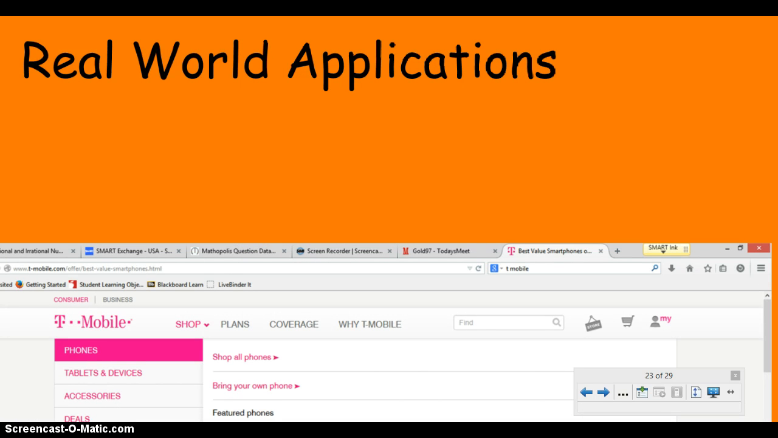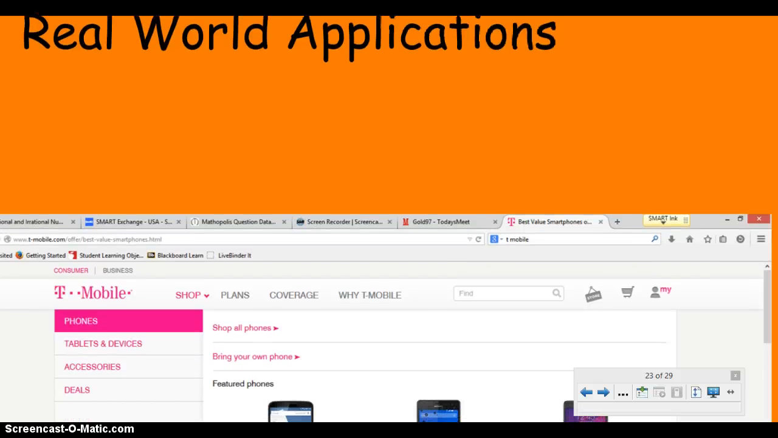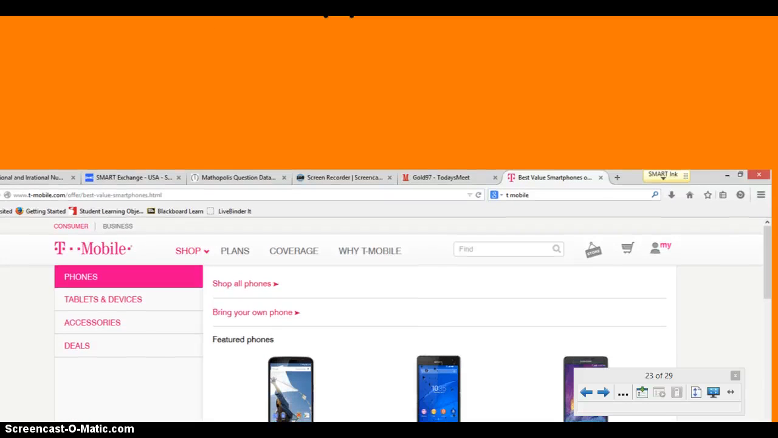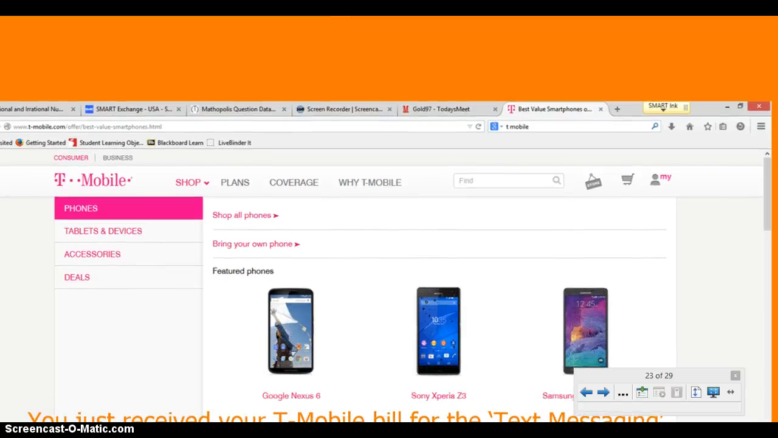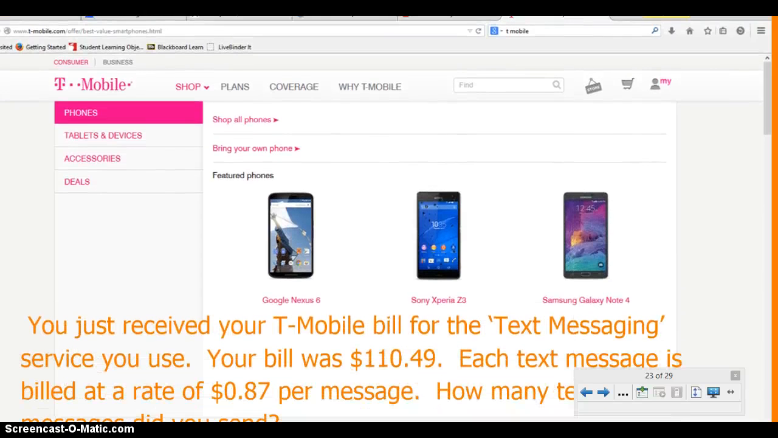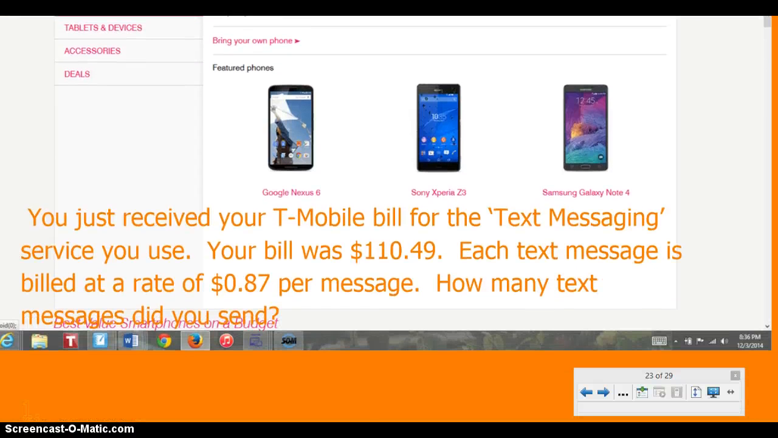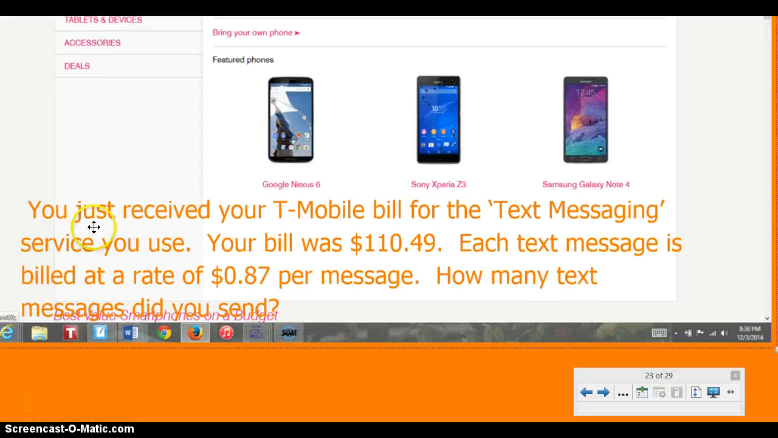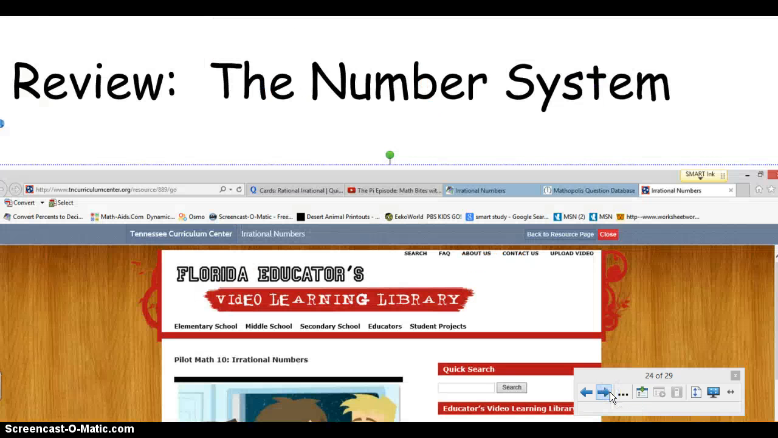Real world application. Real world applications were embedded within the lessons. This one had to do with T-Mobile and a cell phone bill. And even though some of our students may not have cell phones, they can relate to this. And this gives them the opportunity to see rational and irrational in real life.